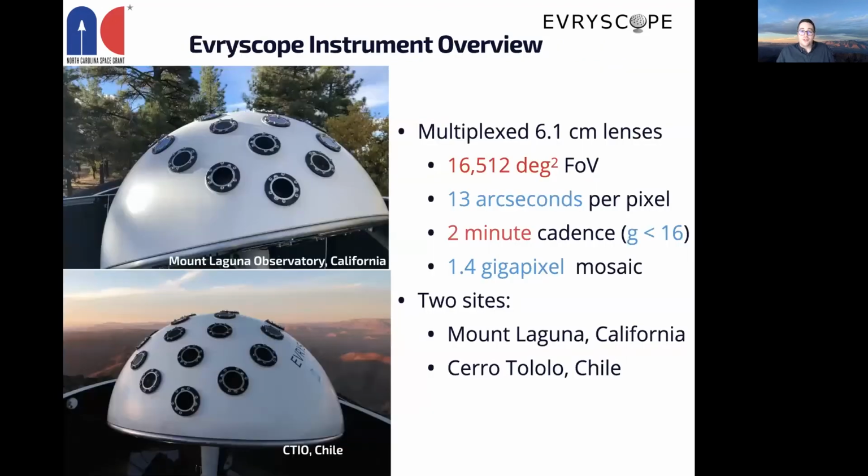We tried to answer these questions with the Everyscopes, which are these odd-looking all-sky instruments made up of 24 small telescopes ranged across a fiberglass hemisphere. Between the two sites at Mount Laguna, California in the north, and Cerro Tololo in the south, we're able to take a high-resolution image of 40% of the sky every 2 minutes.